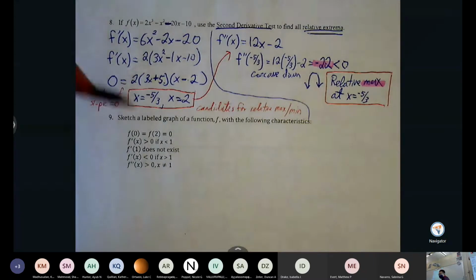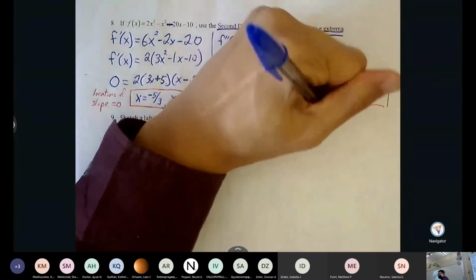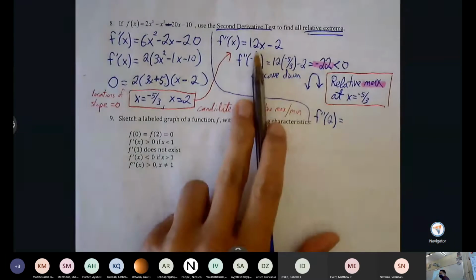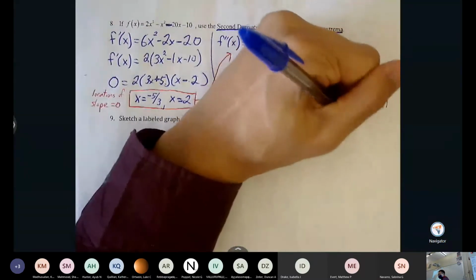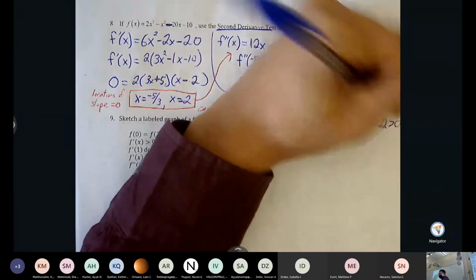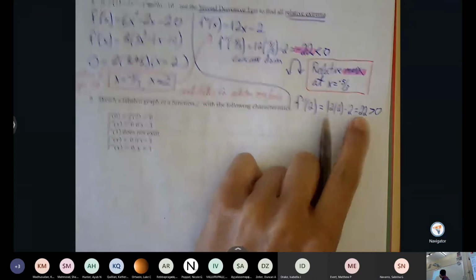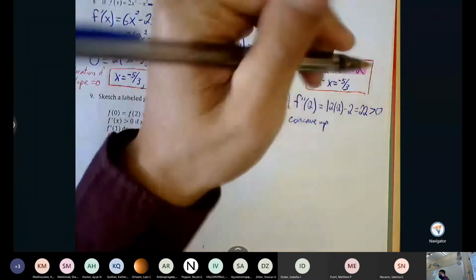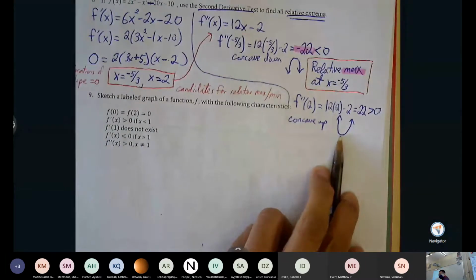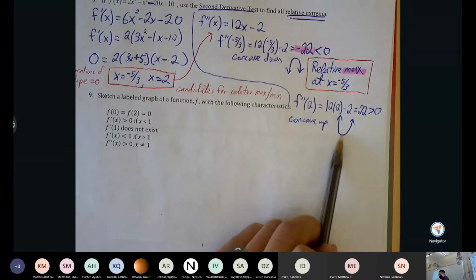Okay, we can do the same thing with the other critical point, right? We'll plug 2 into the second derivative function. So I get 22. 22 is greater than 0. The fact that it's positive is what's more important. The 22 is not as important. Positive means concave up. Concave up looks like this. And if we're looking at this picture, we're going to be able to make a much better conclusion, right? There must be a relative minimum here.